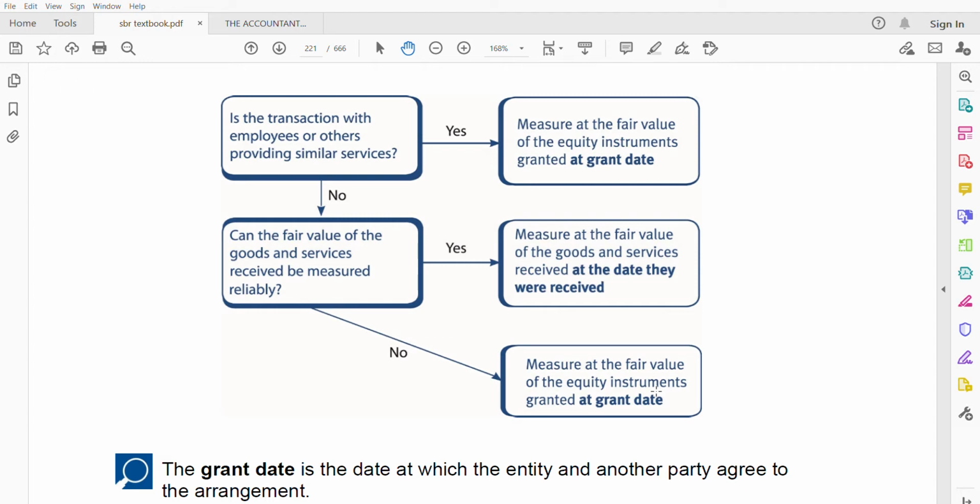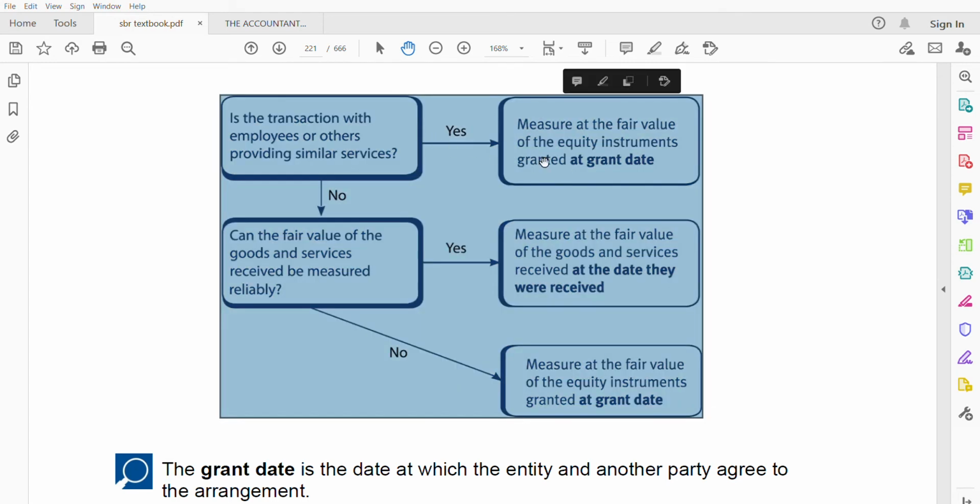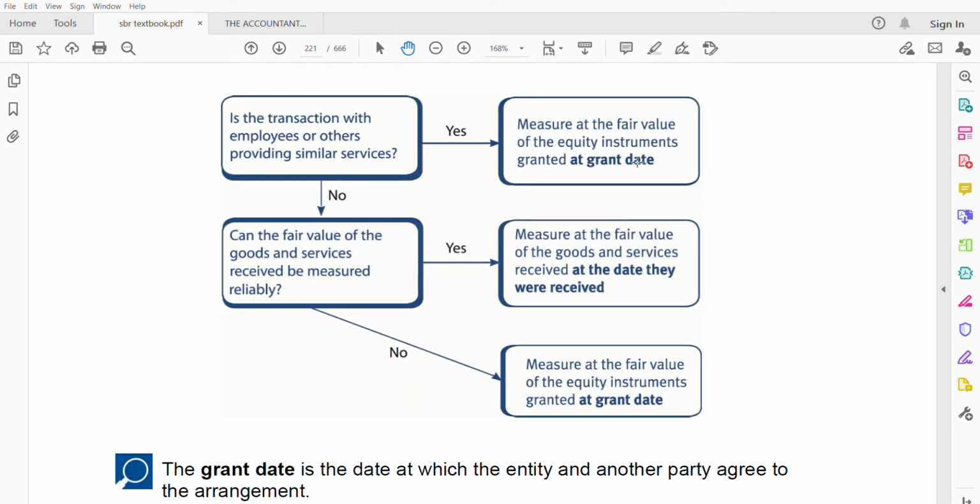And you must remember this chart. You cannot forget this. Otherwise, you will not know how to measure the fair value, which fair value to take. Sometimes you will be given fair value on different dates. You should know at which date fair value must be used. Now let us go again, start from the beginning. If we can find other organizations who are giving similar services, if yes, measure at the fair value of the equity instruments granted at the grant date. Same like here. So again here, if it is yes, at the grant date, whatever the fair value of that option or shares, you take it. So for these two, it is the same.